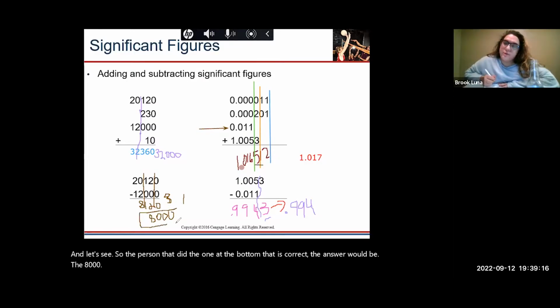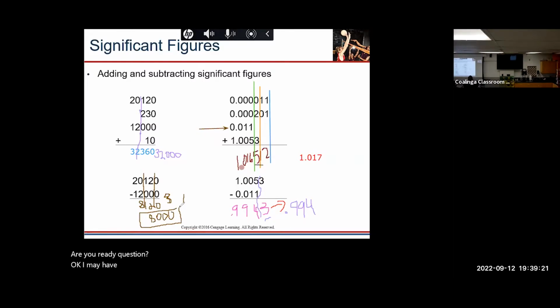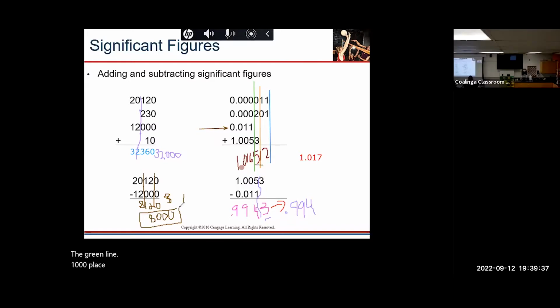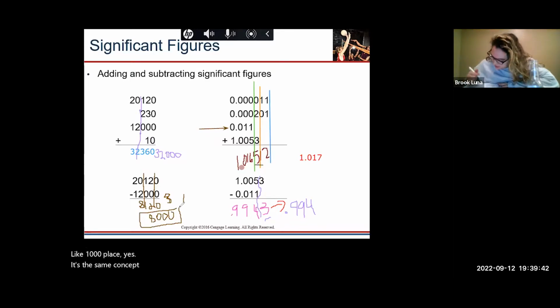So I have a stupid question. Okay. I may have a stupid answer. So you said, how do we decide where to go? It was based off of the green line. So is that kind of like when our math homework would say round to the nearest, what was that, 10/100ths place or something? Yes. Is that the same thing? It's the same concept. Yes. Oh, same concept. Okay, cool. Thank you.